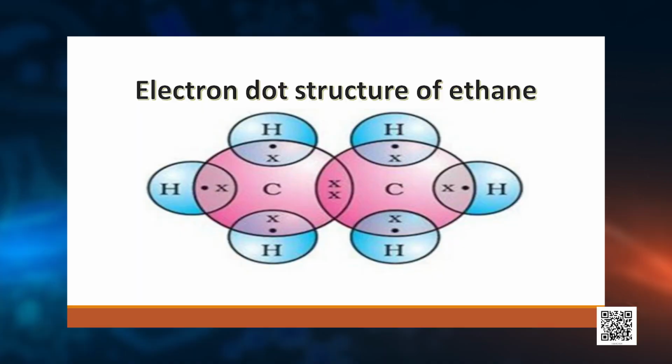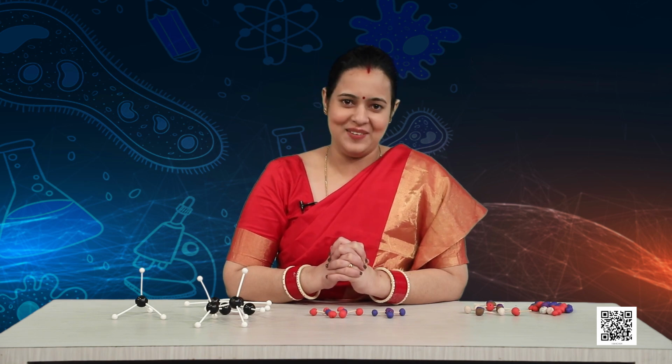Here you can see one carbon has 4 electrons in the outermost shell and another carbon also has 4 electrons in the outermost shell, and hydrogen has 1 electron in the outermost shell. So all hydrogens will share its 1 electron with 1 electron of carbon, and the remaining 1 electron of each carbon will form a bond with themselves in order to satisfy its valency. My dear students, the task for you is to draw electron dot structure for propane and have fun.